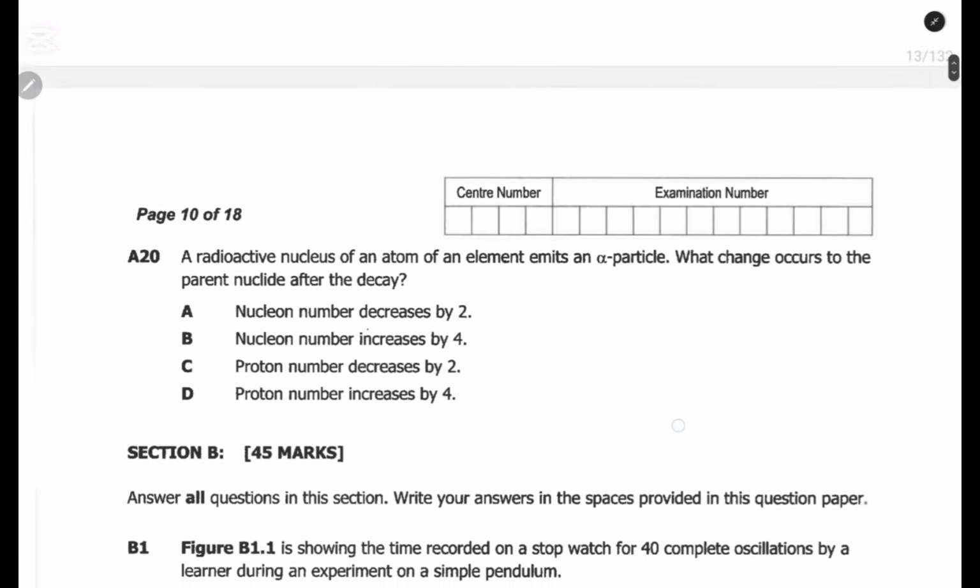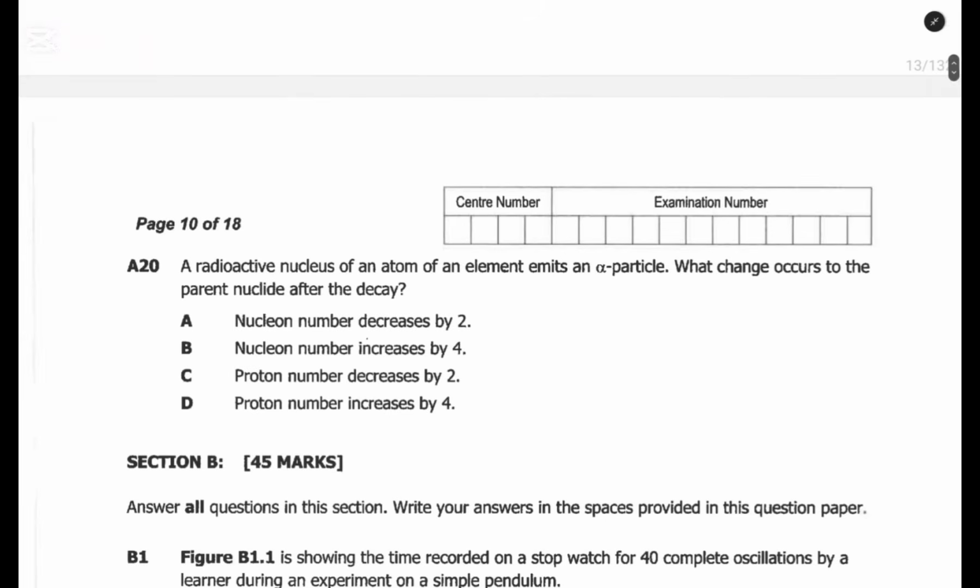Finally, the last question on multiple choice. A radioactive nucleus of an atom of an element emits an alpha particle. What change occurs to the parent nuclide after the decay? So the general equation for alpha decay is: the parent nuclide decays by emitting an alpha particle to form the daughter. The mass number decreases by 4. The atomic number, which is Z, decreases by 2. The nucleon number is the same as the mass number.